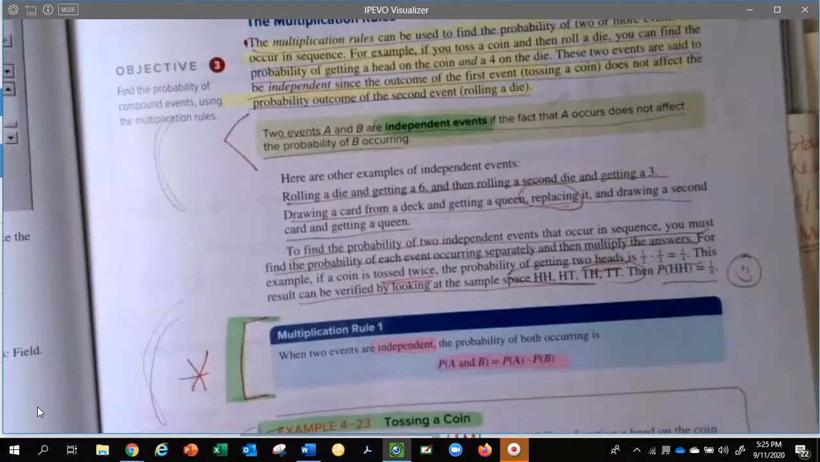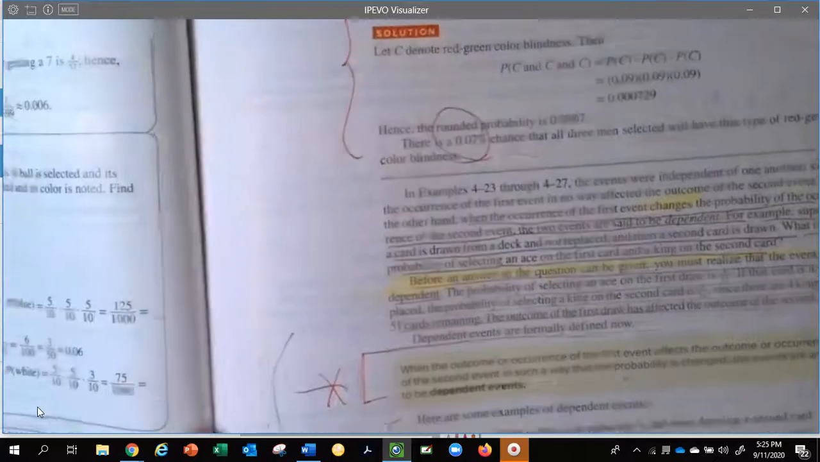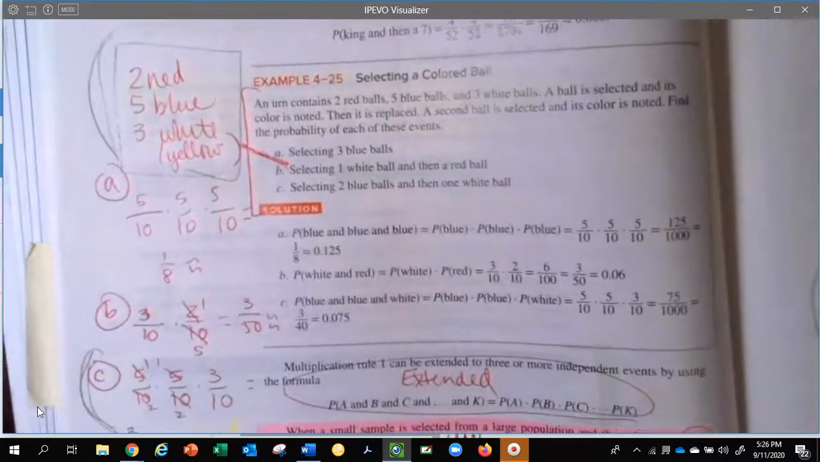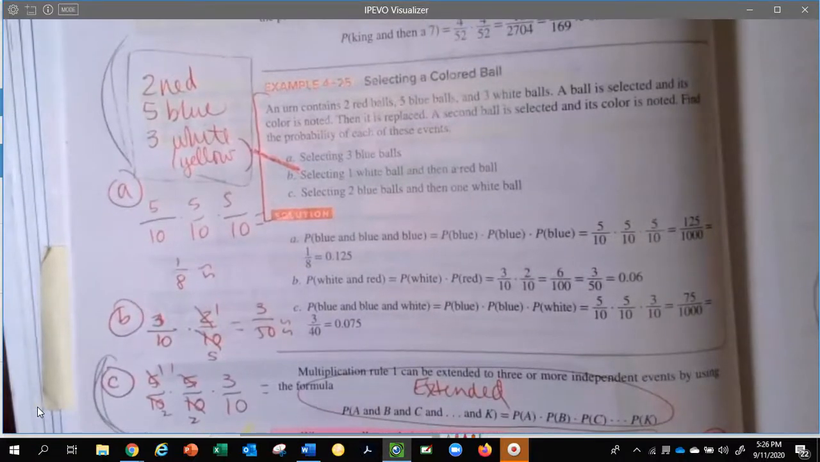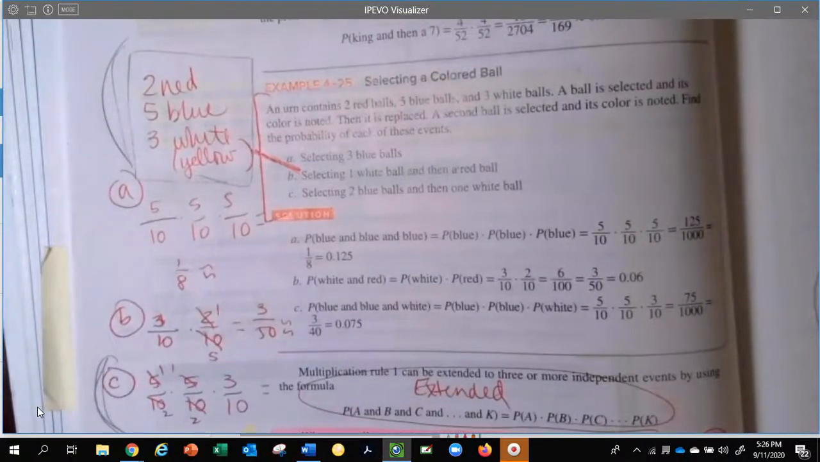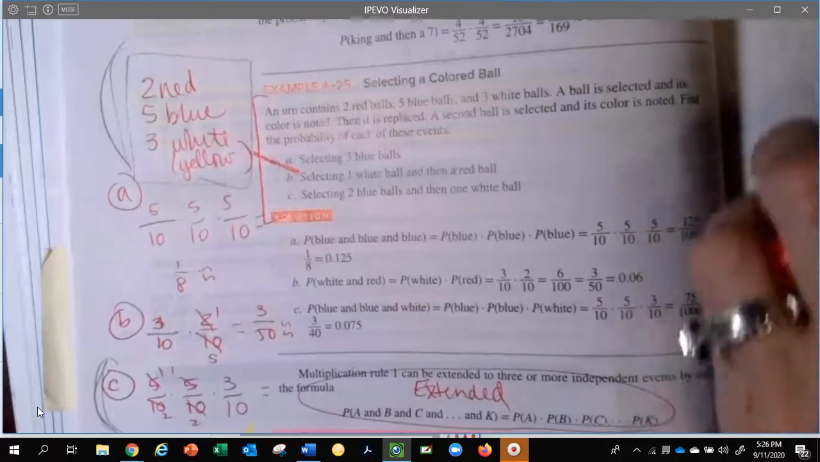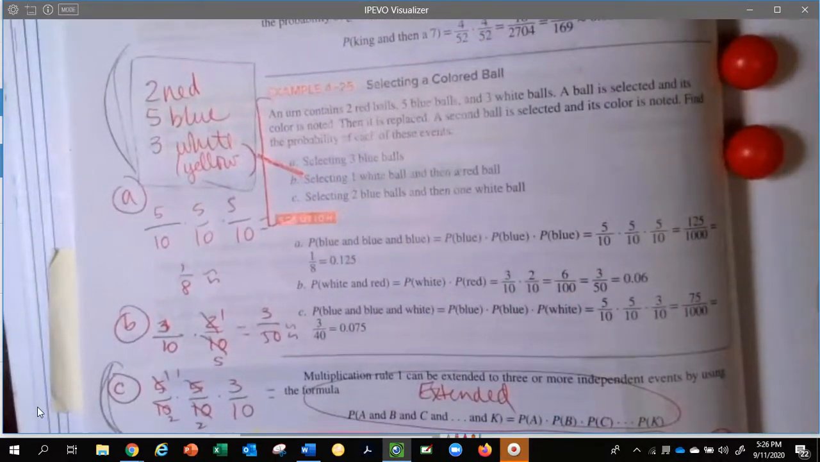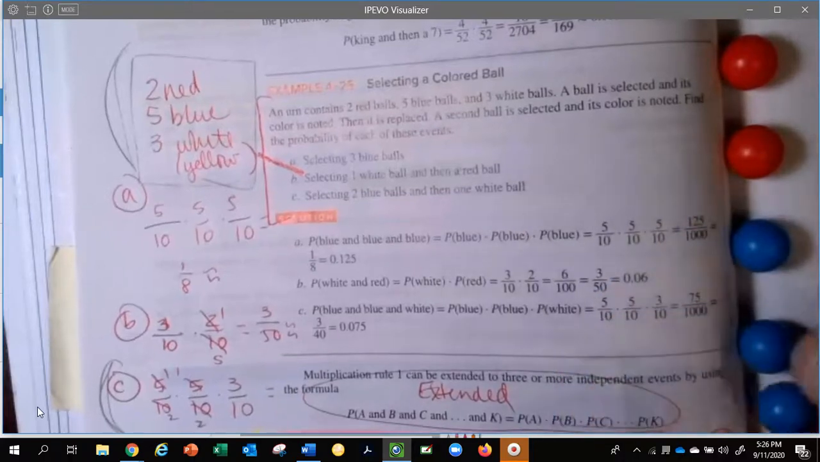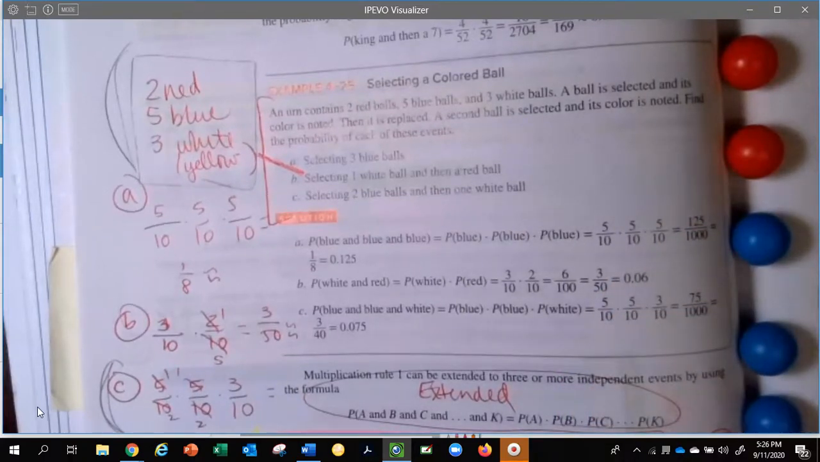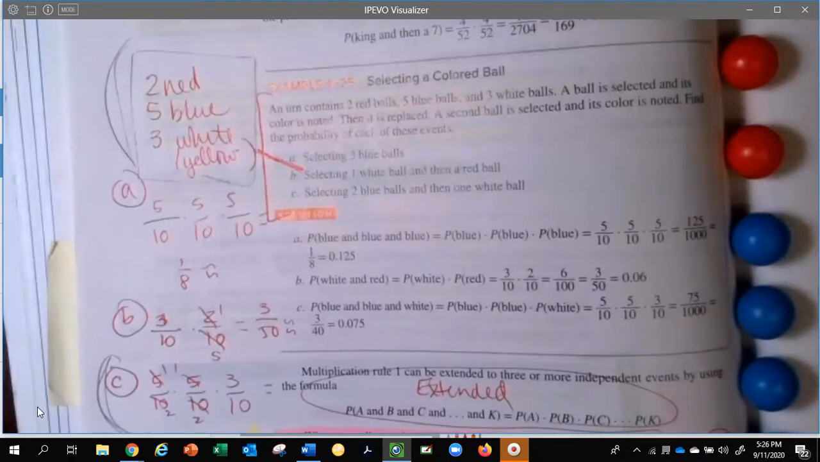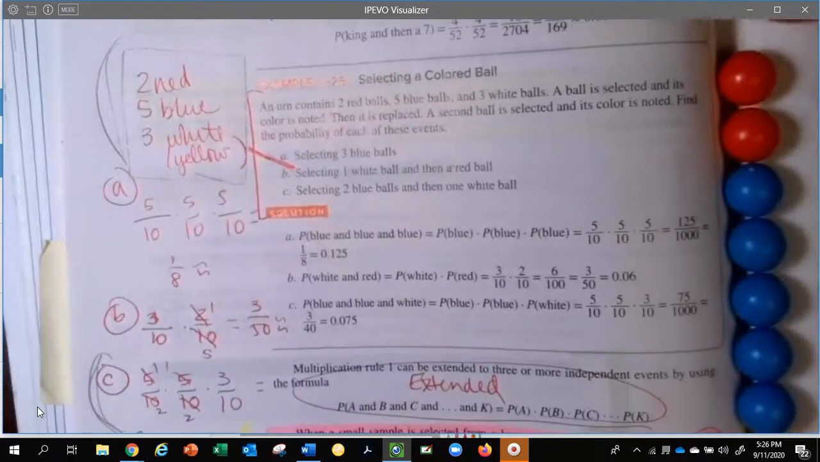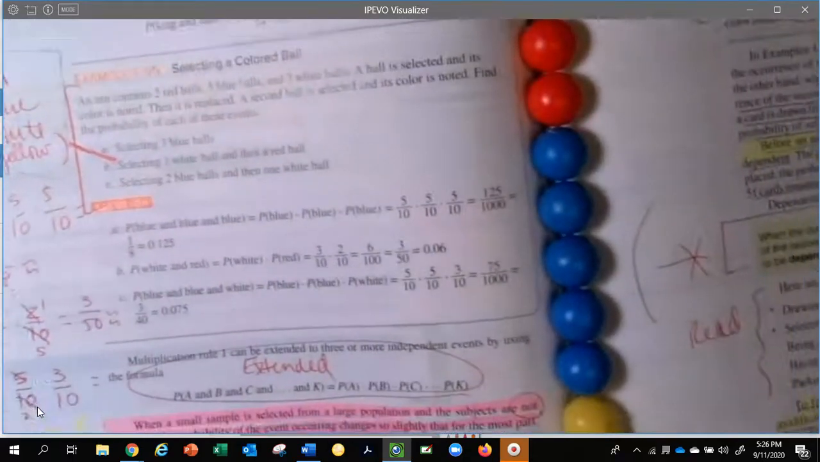Looking at these, no, I didn't want to look at these 2 examples. I want to do one on the next page. I'm looking at page 222. And on 222, it gives an example of selecting a colored ball. In this example, it says, let's say that there are 2 red ones and that there are 5 blue ones. And then it says 3 white ones. Well, I don't have white ones, I have yellow ones. So we're going to use yellow ones, and assume that these are in a bag that we cannot see.